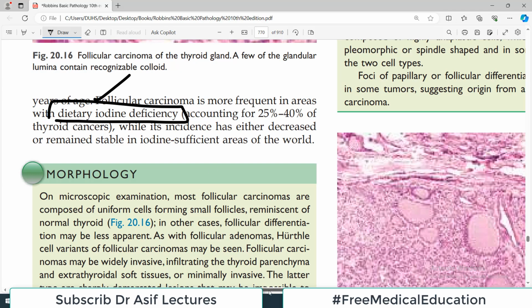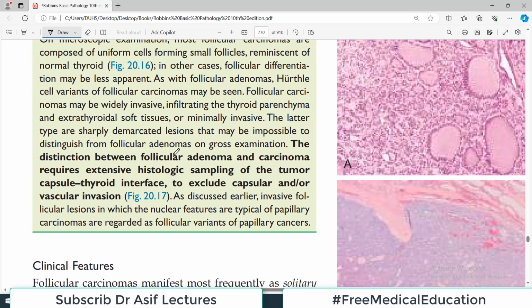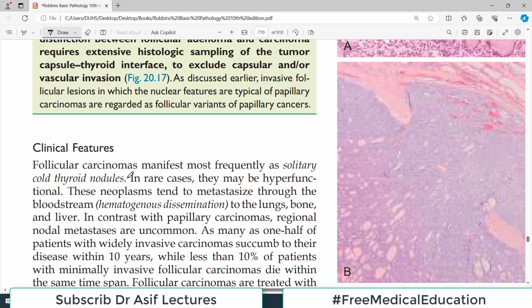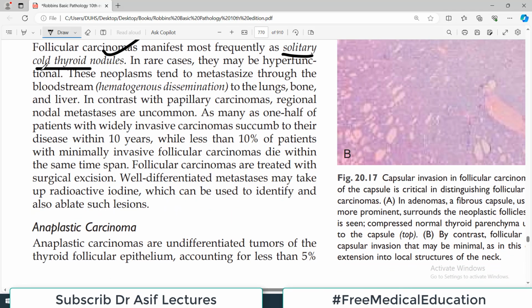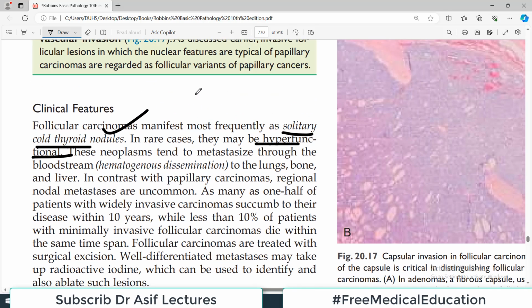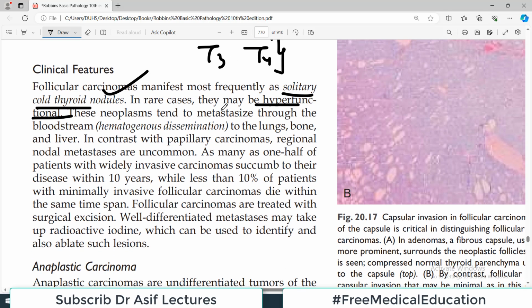Right, okay. And its incidence is decreasing, because iodine is now given in salt, so iodine is no more a problem. Okay. Clinically, these manifest most frequently as solitary thyroid nodules like other cancers. In rare cases, they may be hyperfunctional. So if they are hyperfunctional, they will be releasing a lot of T3 and T4, so signs and symptoms associated with hyperthyroidism and thyrotoxicosis.